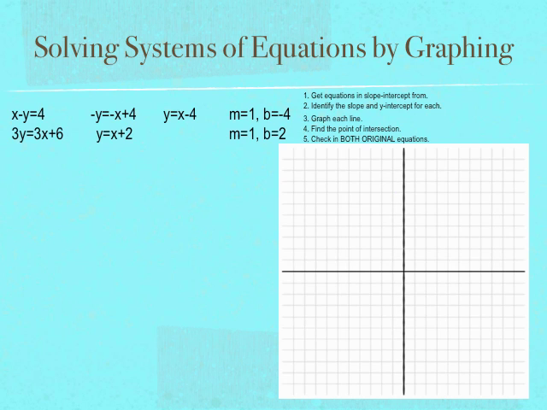Let's see. So, intercept of negative 4, slope of 1. Intercept of 2, slope of 1. They are parallel. How many times do they cross? Never. So there's no solution.